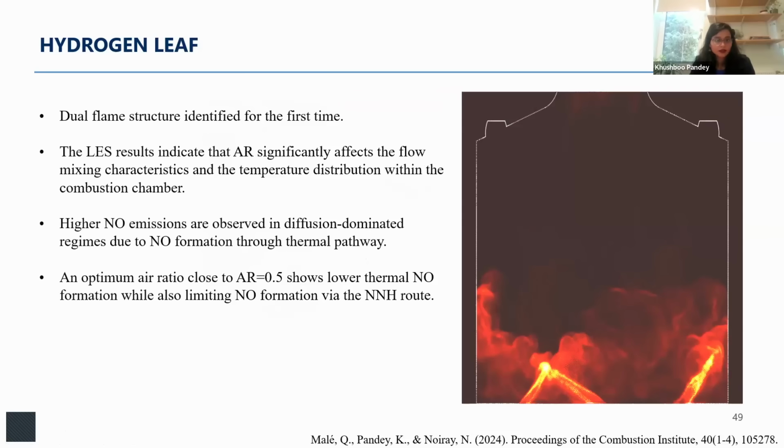at this sweet point. So overall, with the hydrogen LEAF, for the first time, we characterized and identified a dual flame structure. The LES, as I said before, indicated the AR significantly affects the mixing characteristics and the temperature distribution within the chamber. Higher NO emissions are mostly in the diffusion-dominated regimes due to NO formation coming through the thermal pathway. Combining the NO formation from higher temperature with restricting the formation in secondary pathways like the NNH route, there seems to be an optimum air ratio close to 0.5 that results in lower NO overall.